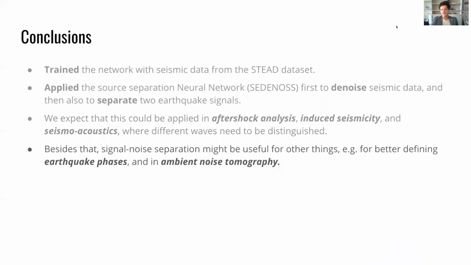Besides that, signal-to-noise separation might be useful for other things. Example given, for better defining earthquake phases, where signal-to-noise ratio should be high to give someone the ability to distinguish those phases confidently. And it also might be useful in ambient noise tomography, where one is often interested in keeping just the noise part of the data without any deterministic signal in it.